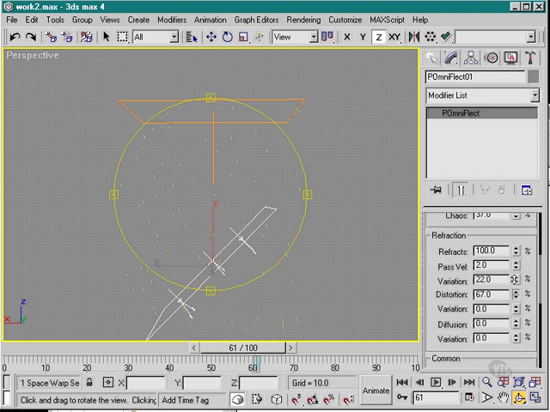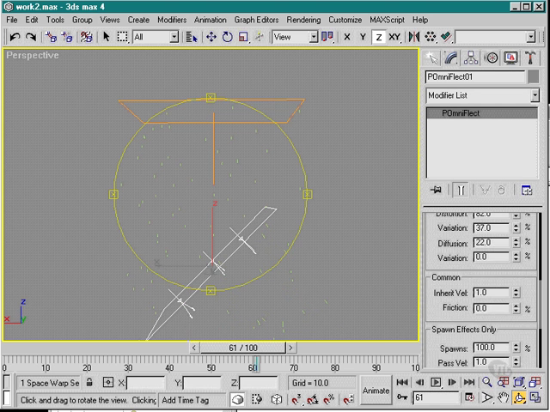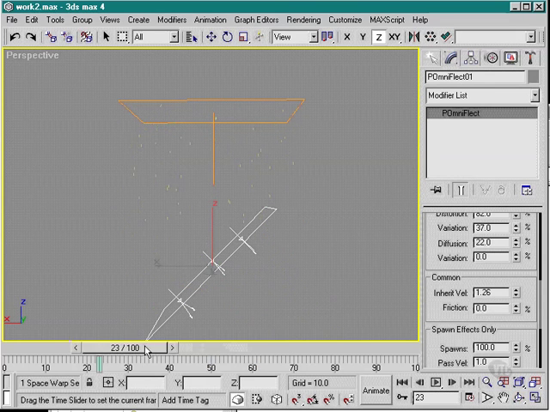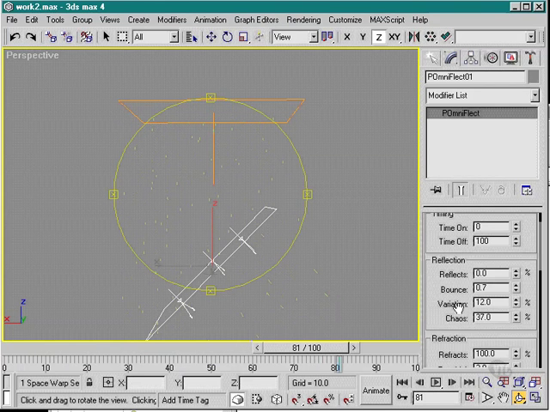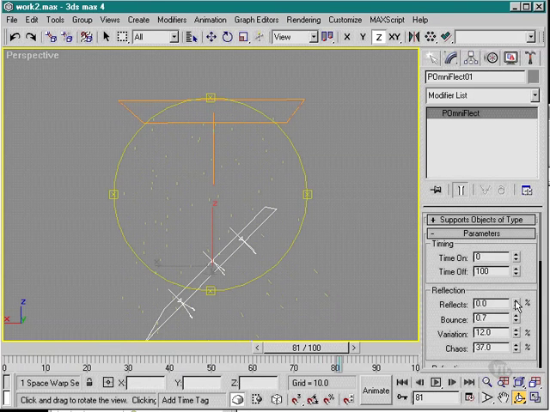We can change the direction, dump a bit of variation into that as well, the diffusion, and so on. It's well worth playing with this particular deflector to get numerous amounts of effects.